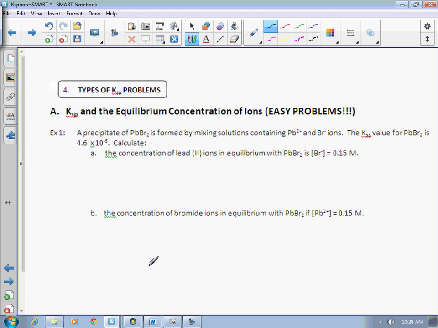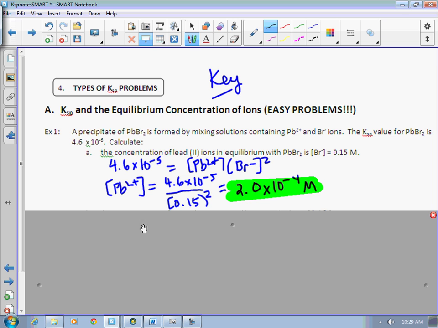First one, these are pretty easy ones. We're talking about lead bromide, and it's formed by mixing solutions containing lead and bromine. In this particular case, let's say the bromine ion concentration was 0.15. What would the lead ion concentration have to be to make a saturated solution, or in other words, to be at equilibrium? So go ahead and give that one a go. Okay, pause, give it a go, and then check your answers. So time has passed. Let's see how you guys did.